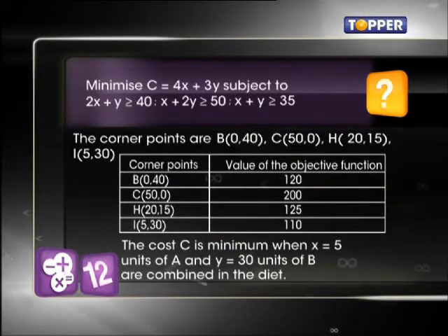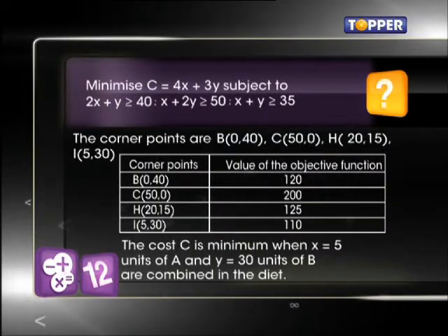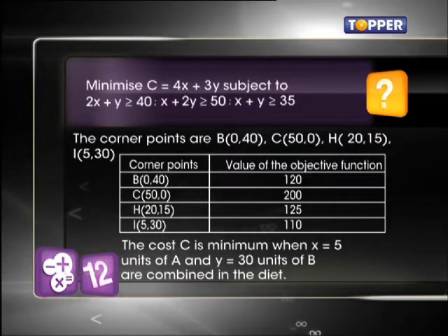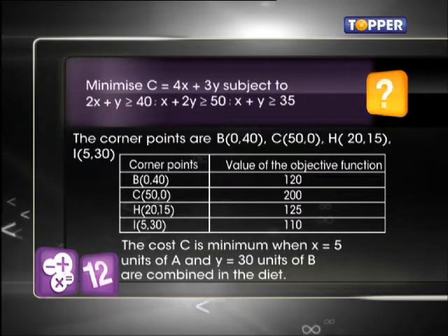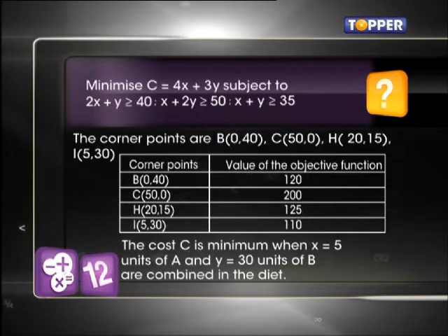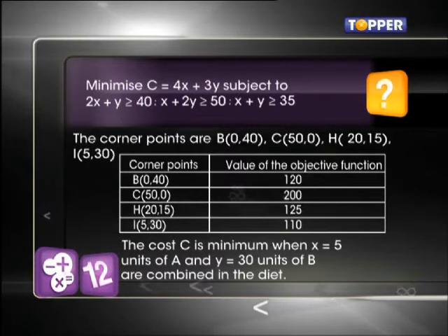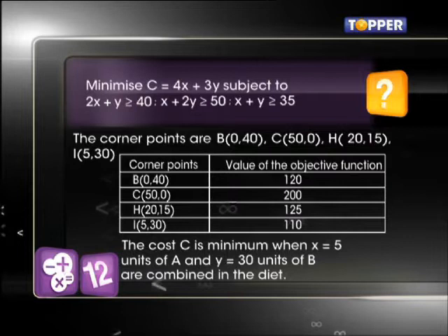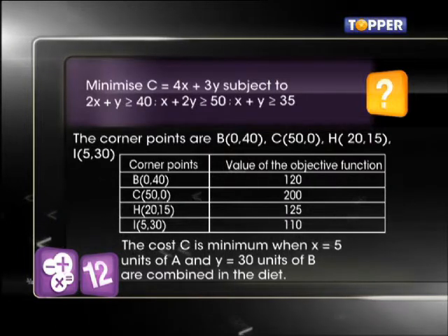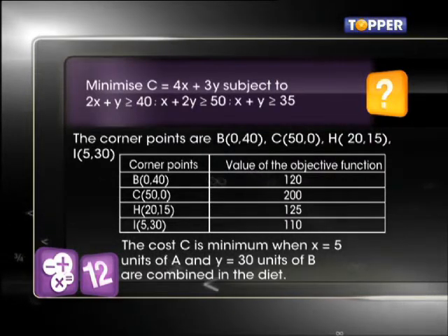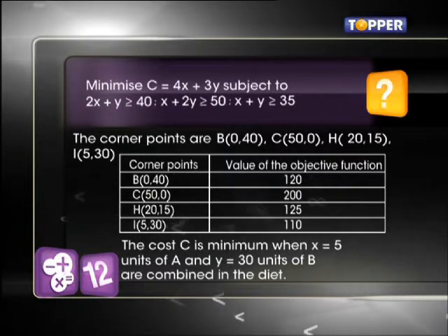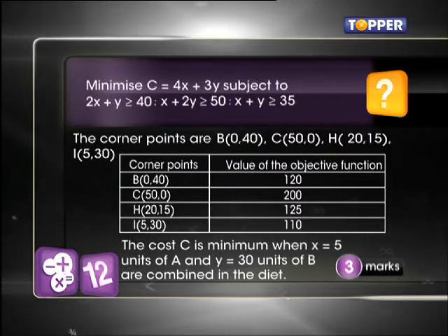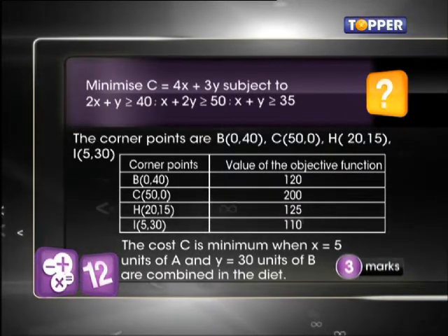The table shows the corner points with the value of the objective function at each point. The minimum value, rupees 110, of the objective function is attained at the point (5, 30). Therefore, the cost C is minimum when x = 5 units of A and y = 30 units of B are combined in the diet. While plotting the graph, be careful to shade out the correct feasible region and also write the correct equation of each line.